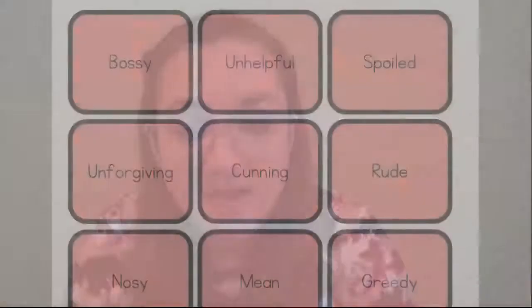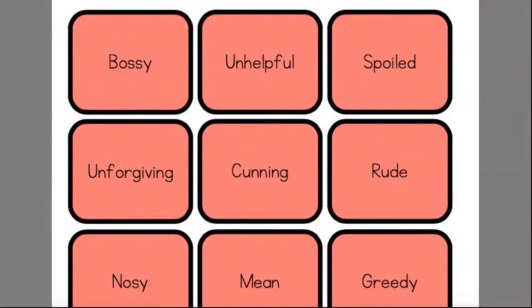So for example, like cunning might be hard for some students, and greedy might be difficult for some students. So just make sure you have the resources there if your students need it, and that's one of the ways to differentiate this. So they act that character trait, and then you go around the circle and other students try to guess what character trait that person is enacting.